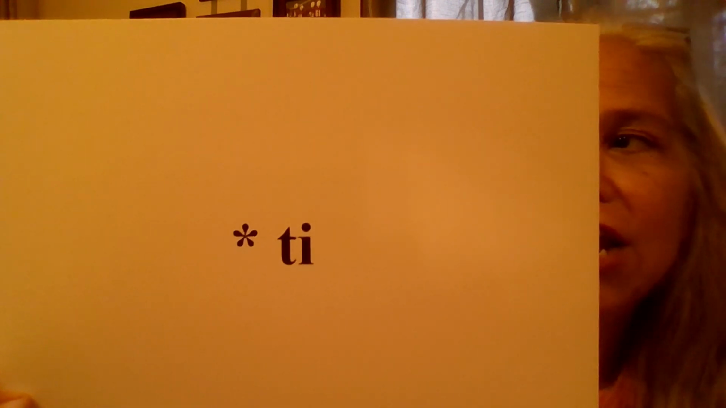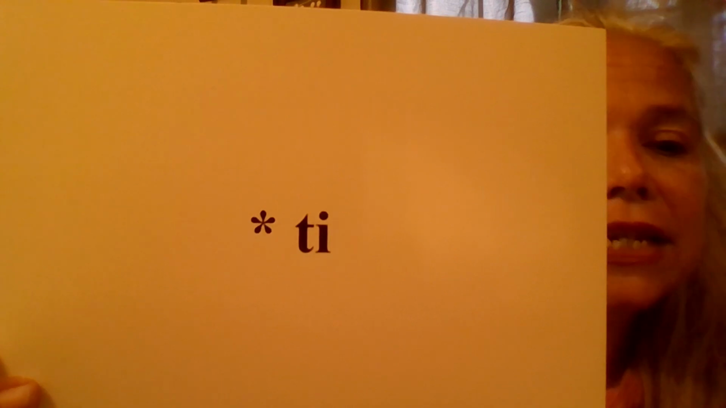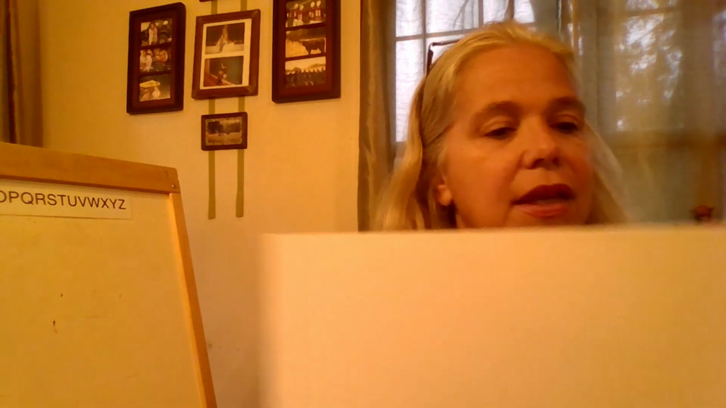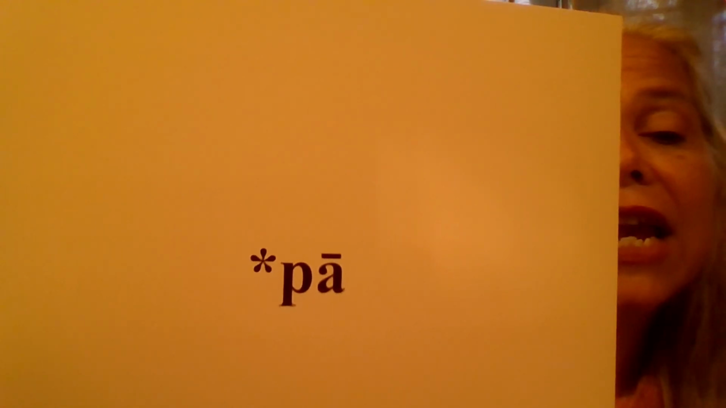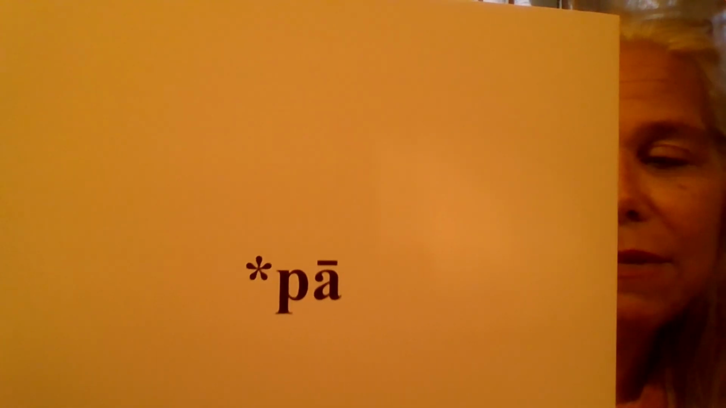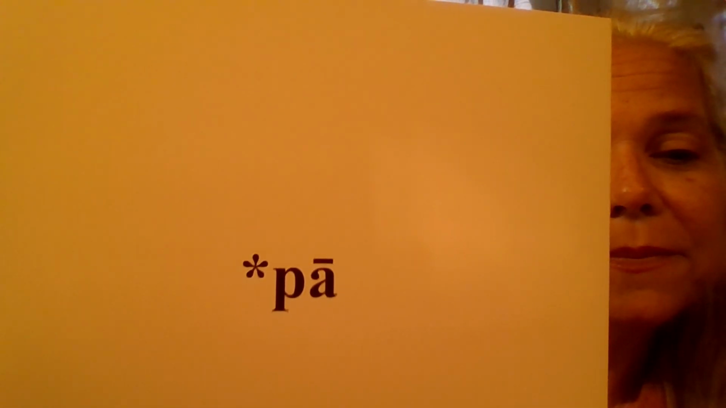English words do not end with I. The asterisk means this is a nonsense word. It is not a real word. The letter A is in an open, accented syllable. It's long, coded with a macron. This is the long vowel sound. A long vowel sound is the name of the letter. This nonsense word is pronounced pay.